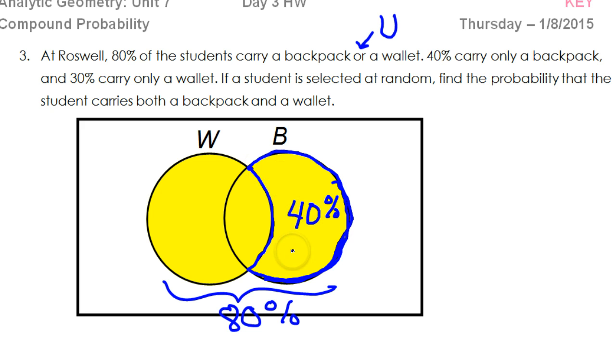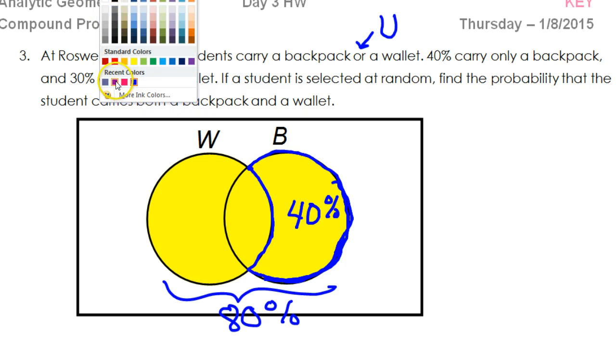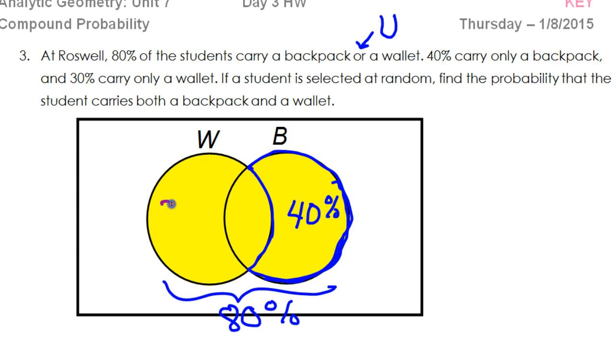This 40% just represents this part over here. Backpack only, no wallet. Let's see, what else? 30% carry only a wallet. Maybe I'll switch colors though. So I will put the 30% over here because this represents the only a wallet zone. No overlap. So this 30% represents just this part of the picture that I just outlined right there in purple. It does not include the whole circle, just this part.